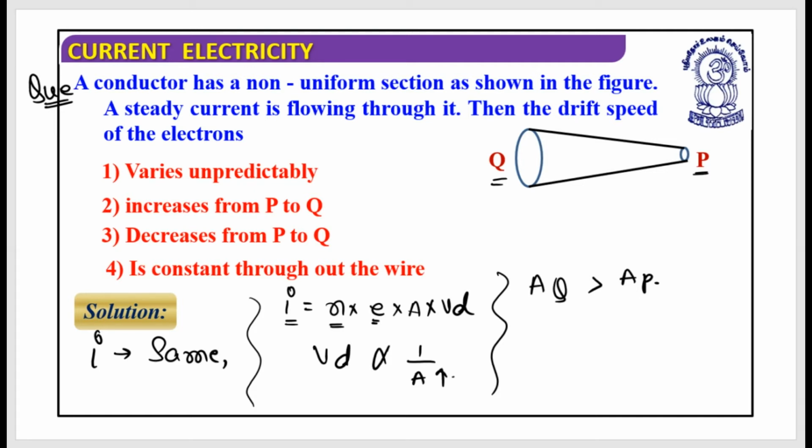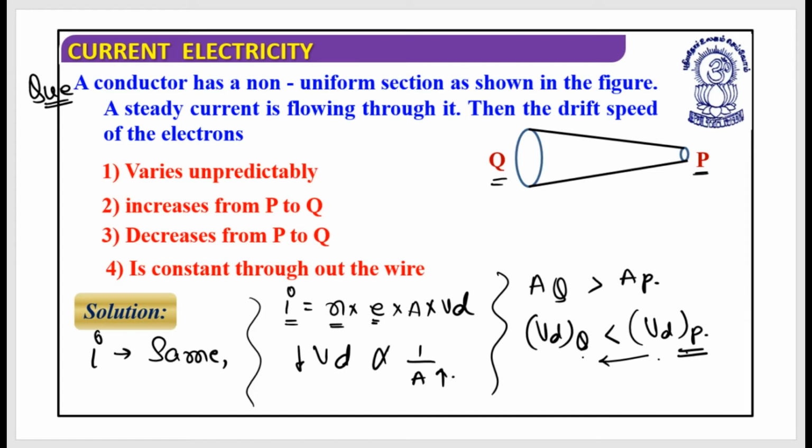That means if my cross sectional area is higher, my VD should be lower. That means drift velocity of Q should be less than drift velocity of P. Did it? So from P to Q, VD at P is greater than VD at Q.